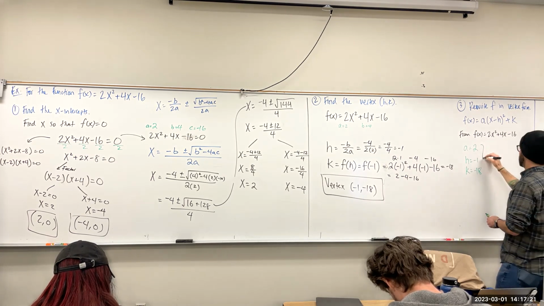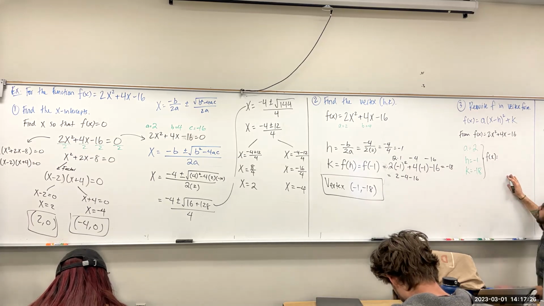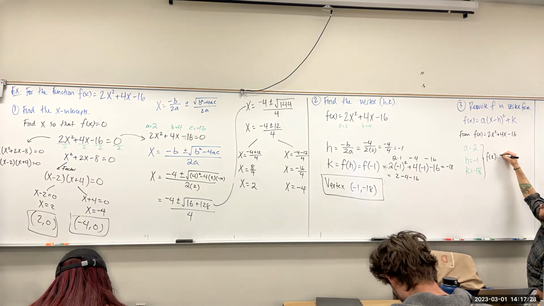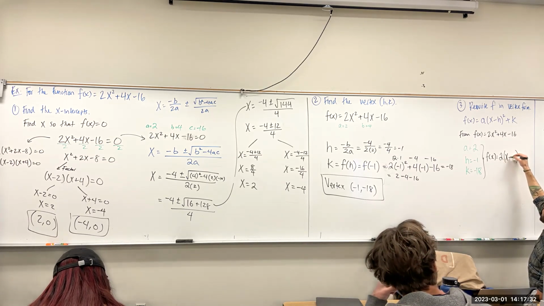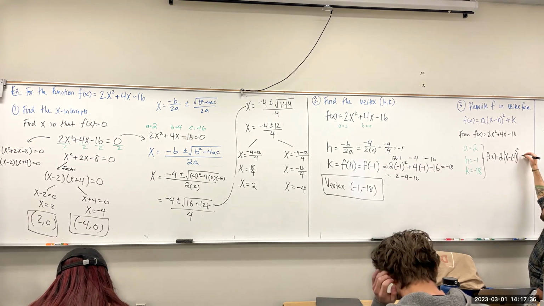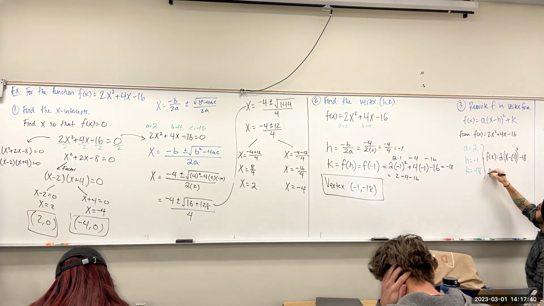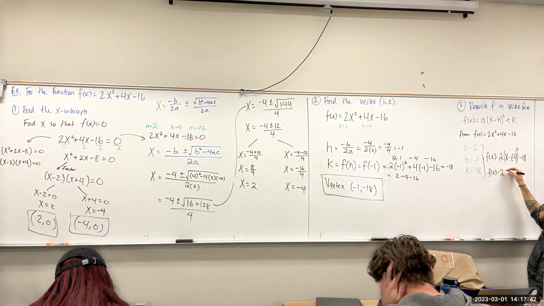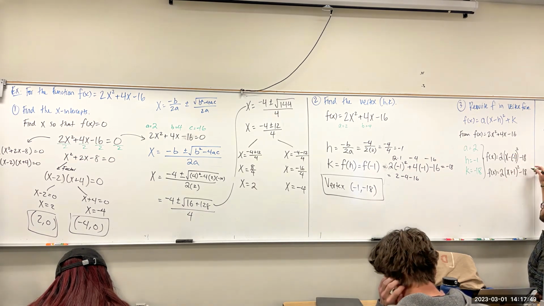If I put all this together, that's going to be 2 times x minus -1 squared minus 18. Let me clean that up a little bit. What happens here? Plus 1 squared minus 18.